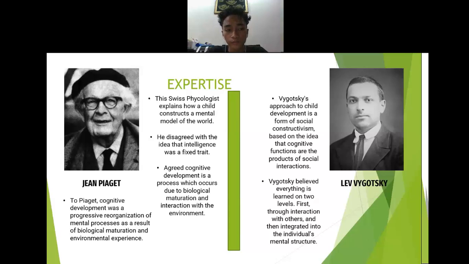or to learn from the teacher on how to think critically, on how to solve difficult questions, on how to solve daily life problems. Vygotsky believed that everything is learned on two levels. First, through interaction with others, and then integrated into the individual mental structure. So the first level is people have to interact with each other in order to raise their thinking skills. And the development of their thinking skills, that is the second level.